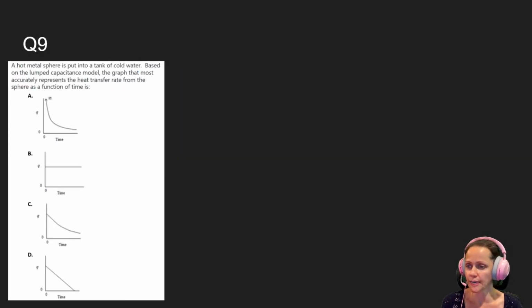All right, question 9. A hot metal sphere is put into a tank of cold water. So this is kind of similar to the previous, I guess, question 5.